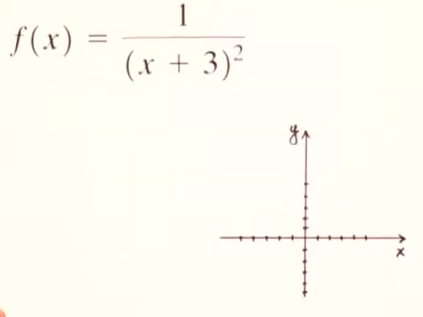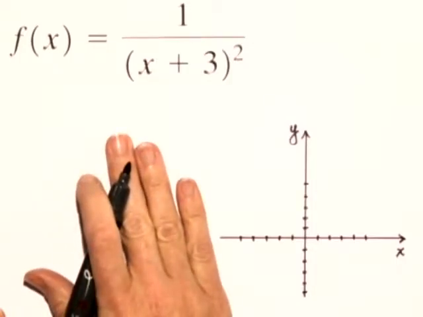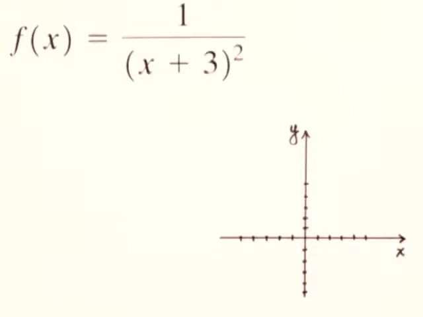For this problem, we're given a rational function. First, we'll find its domain, and then we'll use several steps in order to graph the function. So we have f of x is equal to 1 over the quantity x plus 3 squared. The first thing we want to do is find out what is the domain of this rational function.